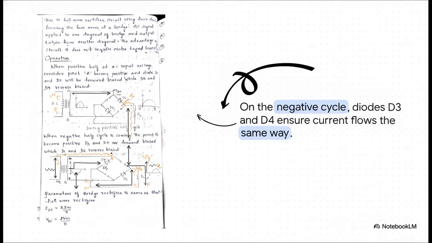When the AC source flips and goes negative, the current gets rerouted. Now it flows through the other pair of diodes, D3 and D4. But look, it still goes down through our load in the exact same direction before returning. Did you catch that? It doesn't matter if the input is positive or negative, the current going to our device is always flowing in the same direction. We've captured and flipped that negative half. It's just a beautiful piece of engineering.